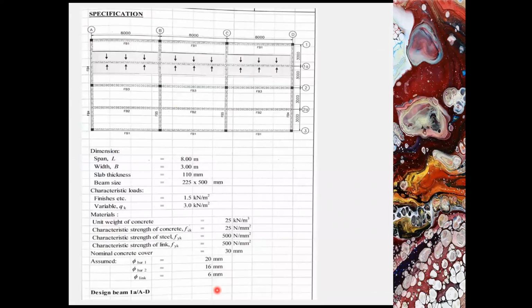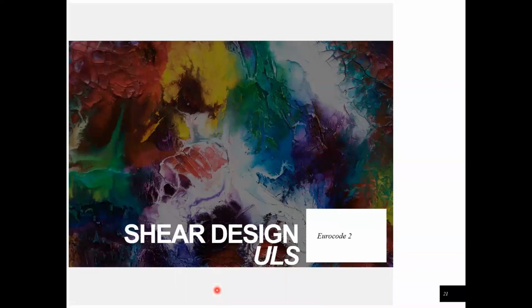Here, a design for a reinforced concrete beam in grid line 1A, A to D is shown. Design inputs are the sectional properties, material parameters, and the actions. This video only shows the practical solution to shear design in accordance to Eurocode 2, which is also the ultimate limit state design.